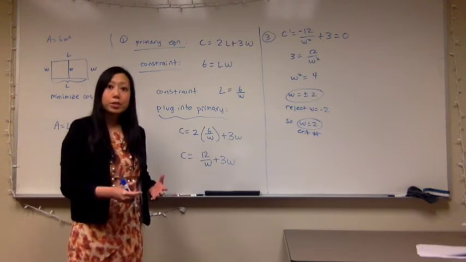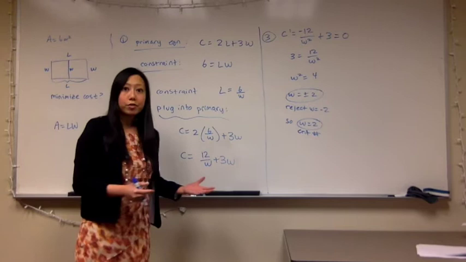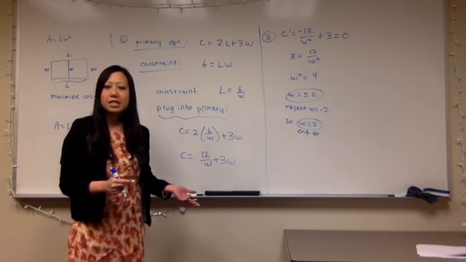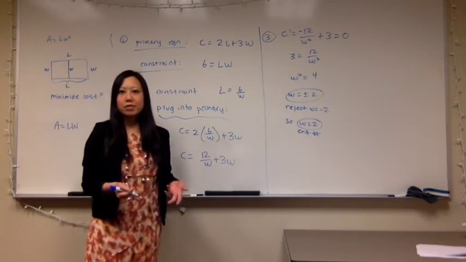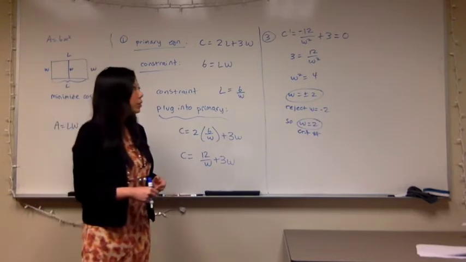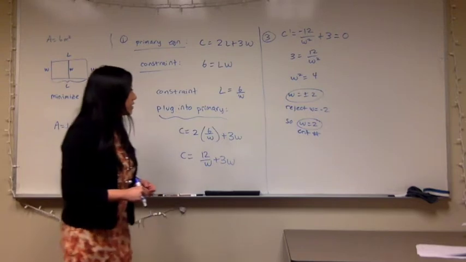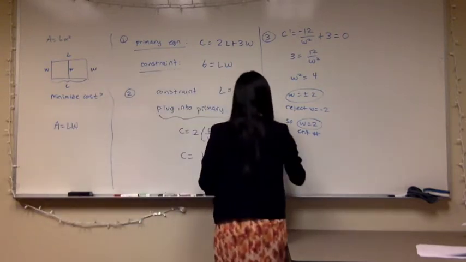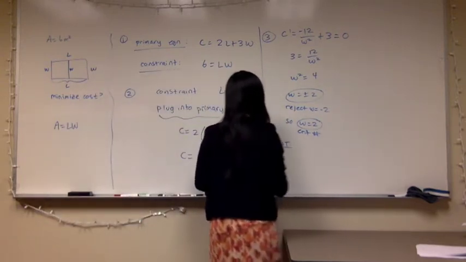So what we're going to do is prove that it's a minimum by either the first derivative test or the second derivative test. I prefer the second derivative test for these, just because sometimes it's easier to work with, but it's up to you. So I'm going to go ahead and do the second derivative test, which I'll just abbreviate as SDT.